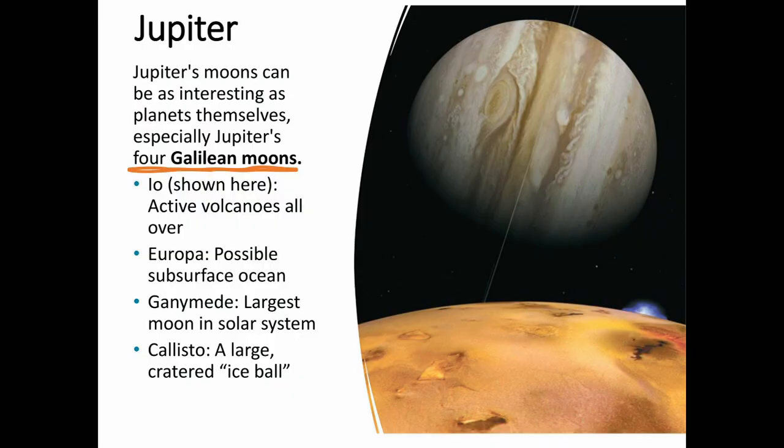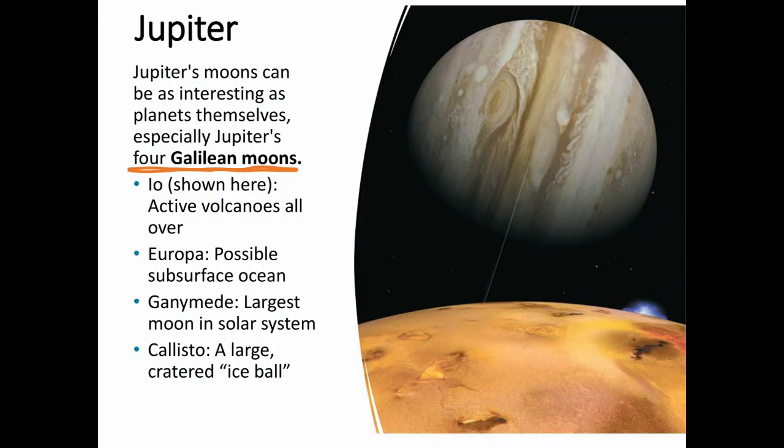And so the closest moon to Jupiter is Io. It has active volcanoes on the surface. It's the most volcanically active object in the solar system. Then Europa is the next one out from there. We think it has a solid surface of ice, but we think there might be a subsurface ocean underneath that ice. And so this is one of the places in the solar system that we want to send a probe to look for life.